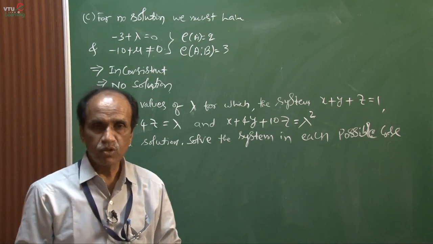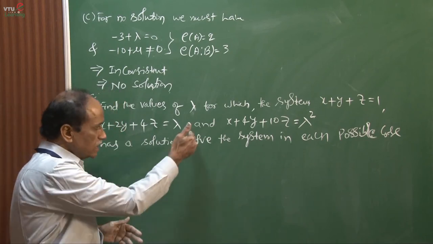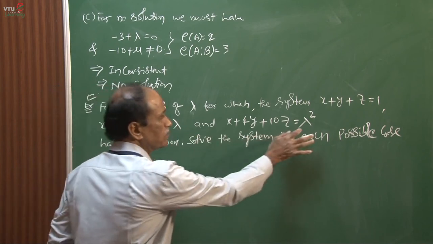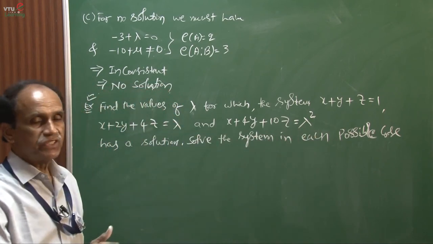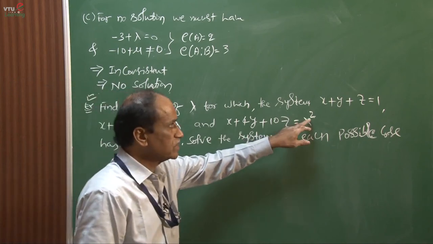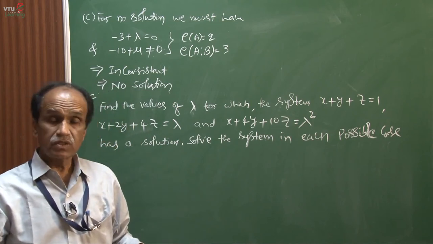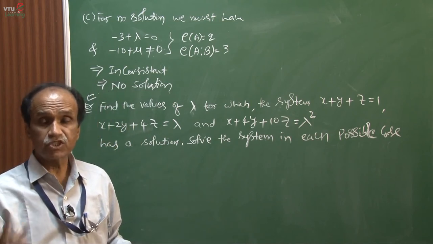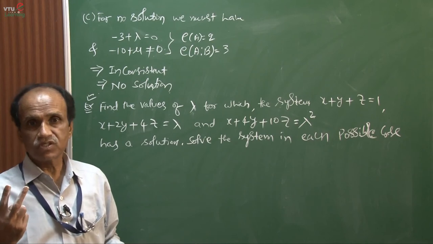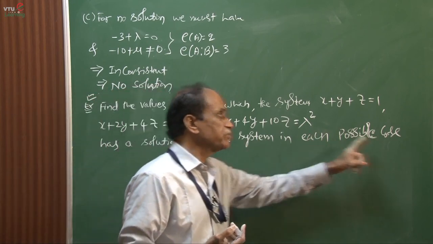Then by elementary row operations, we do like this once again. But in the last column, this lambda will be taken into consideration with the elementary row operation. Because of the presence of second degree of lambda, you will get a quadratic equation. That quadratic equation will possess two roots, that means two values. So the question is, solve the system in each possible case.